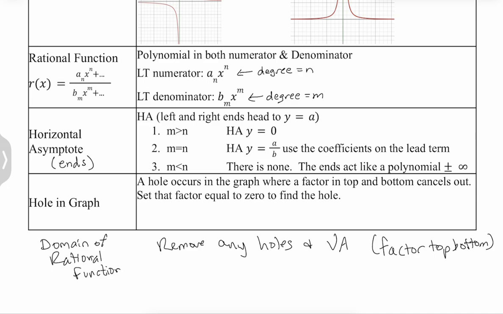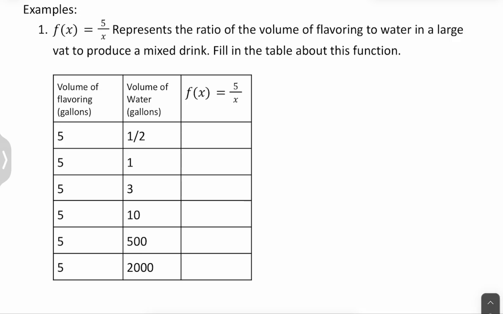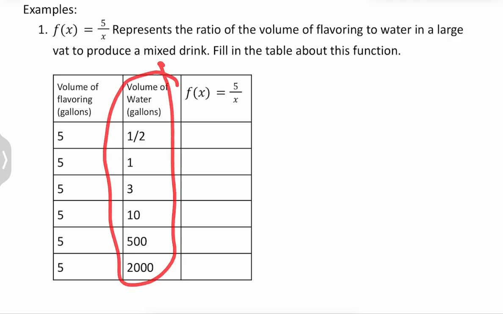Okay, are we good? Okay, so now let's look at some examples. It says f of x equals 5 over x represents the ratio of the volume of flavoring to water in a large vat to produce a mixed drink. Fill in the table about this function. So this is just saying that volume in the tank is that common ratio of 5. Don't worry about that. What we need to worry about is if we plug in these x values, what is our f of x going to give us? So then we have some points to plot.